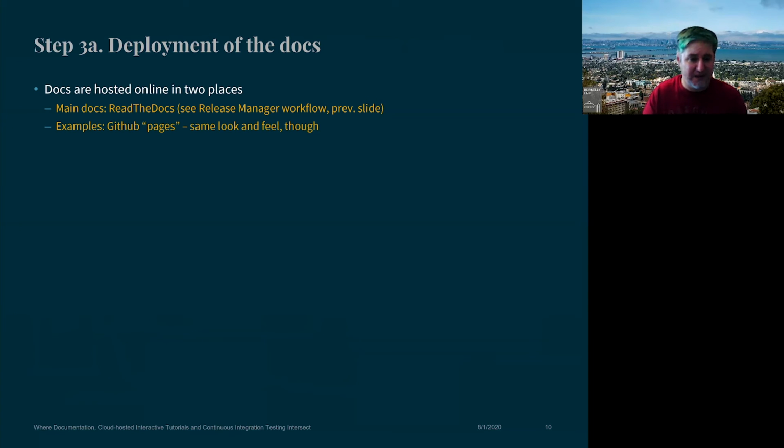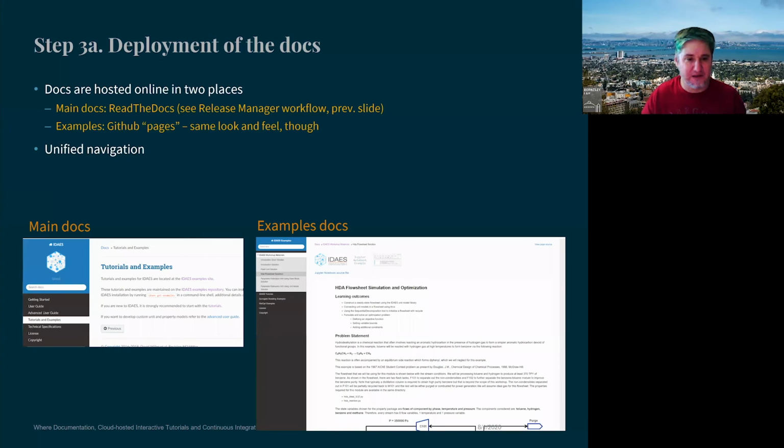And then the examples, these Jupyter Notebook examples, we've decided to use GitHub pages with the same exact look and feel. So everything is generated with Sphinx, so it looks the same. And to link together the two different kinds of documentation, we're just using hyperlinks. Now, whether we were hosting the examples on GitHub pages or Read the Docs, it would be sort of a separate repository either way.